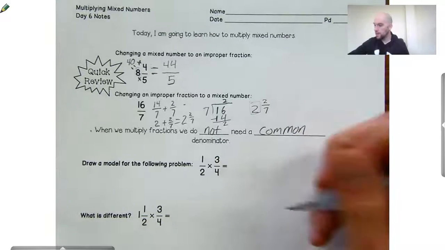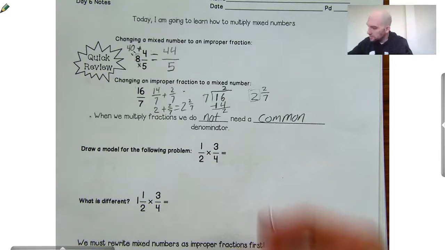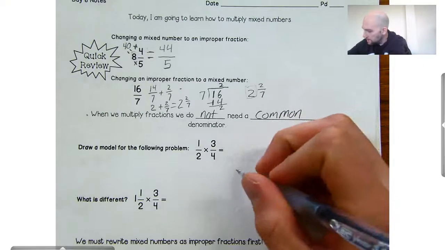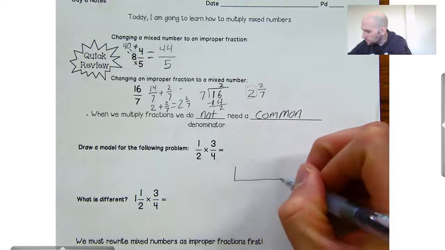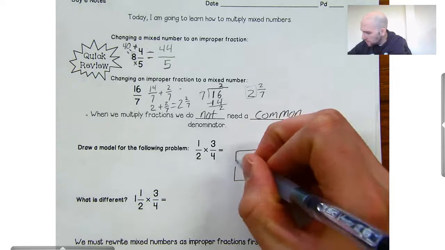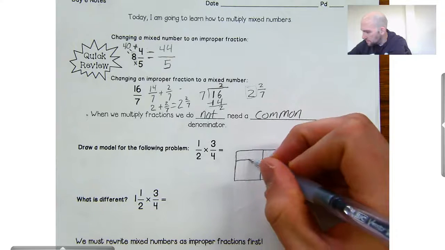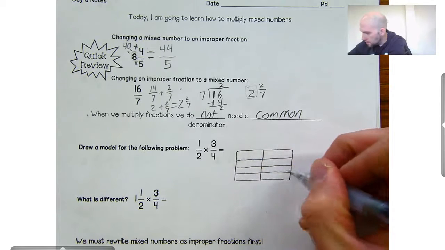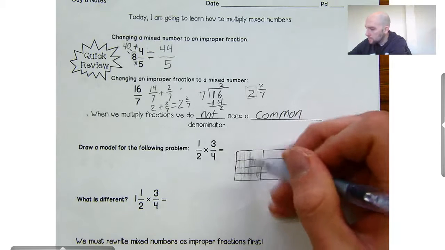So this one says draw a model for the following problem. I guess this is still part of our review portion here. I'm going to use an area model for this. We'll draw an area model just like this. I have 1/2, halves, and I'm going to make fourths here. And I have 1/2 shaded, and I have 3/4 shaded.